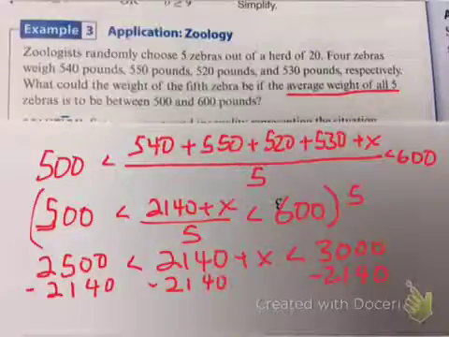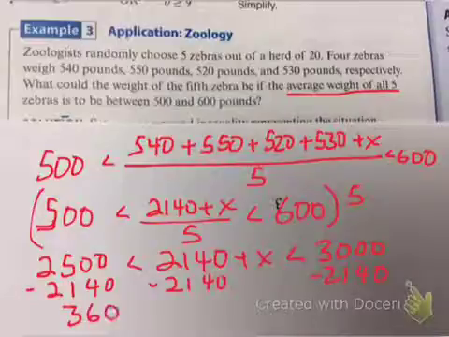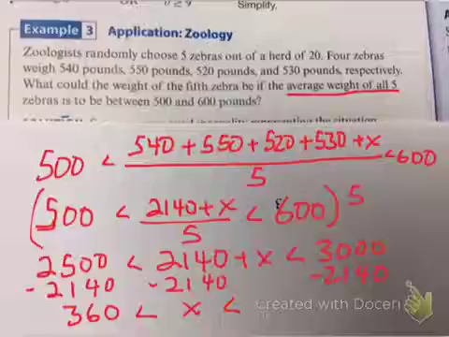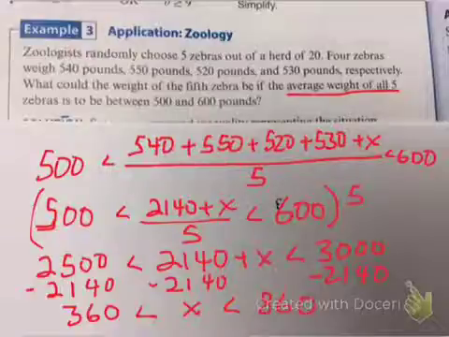so the 5th zebra can be anywhere between 360 pounds and, what is that, 860 pounds? That's a huge weight range, isn't it?